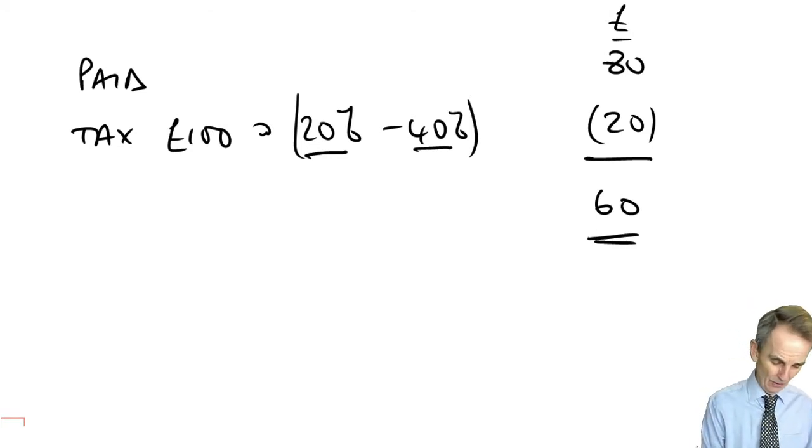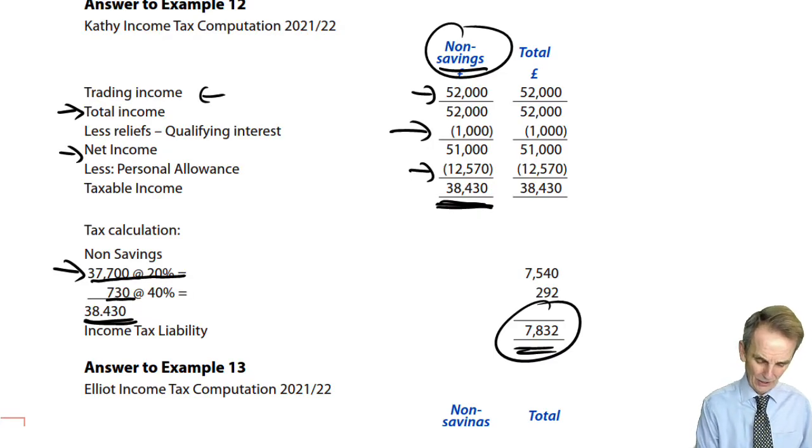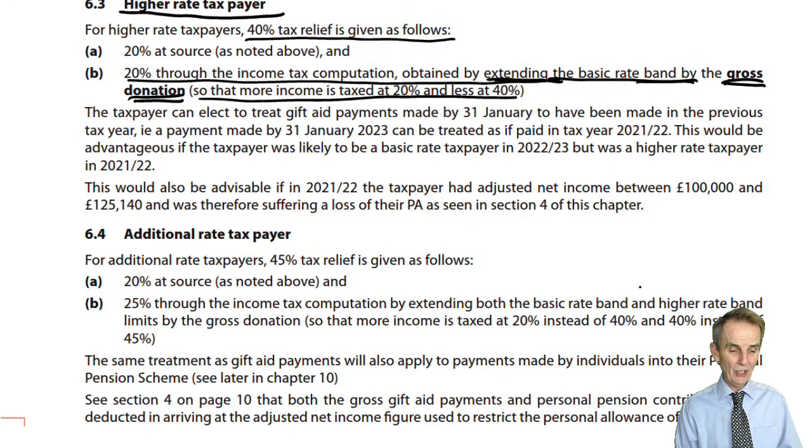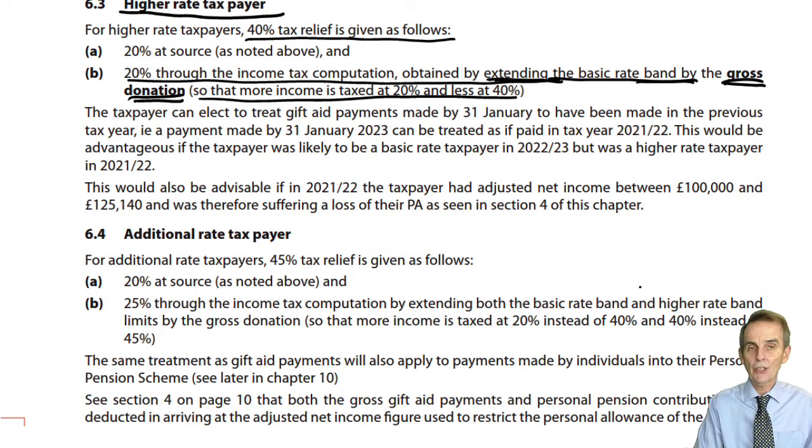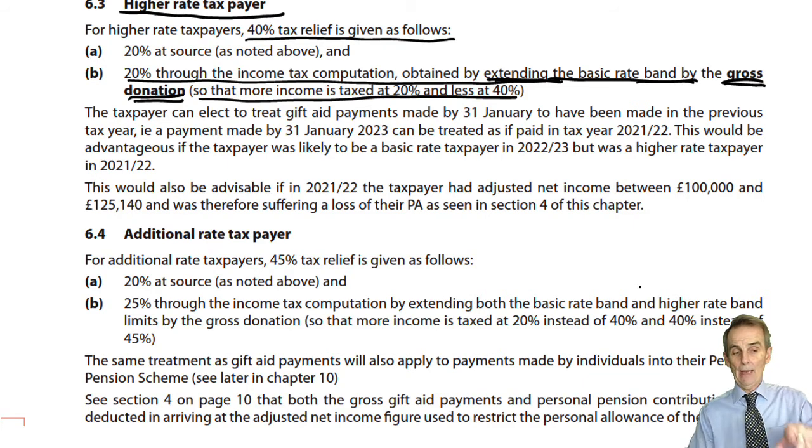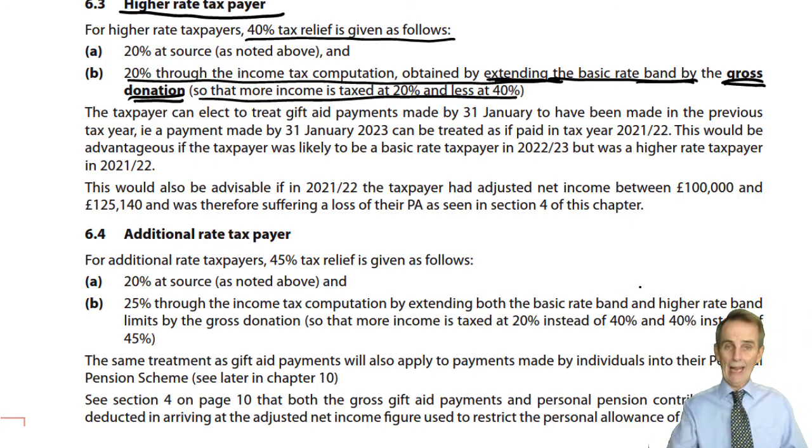All you have to do is what it says here, which is to extend your basic rate band limit of 37,700 by whatever the gross amount of the gift aid payment came to. Again, how do you get that gross gift aid payment? In either of two ways. Either the question actually tells you that paid this amount, in brackets, gross. That's the gross equivalent of what was actually paid. Or they don't use the word gross, they simply say what was actually paid.